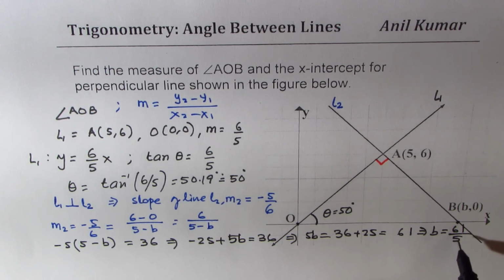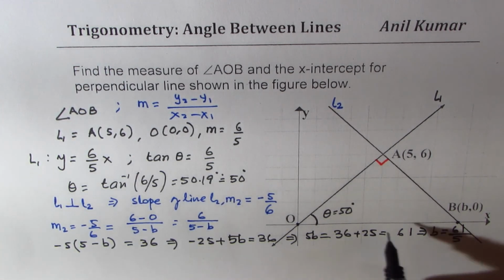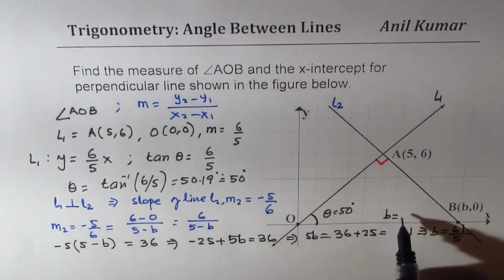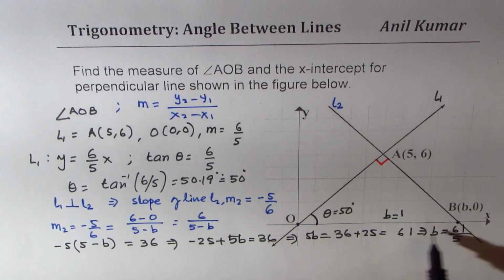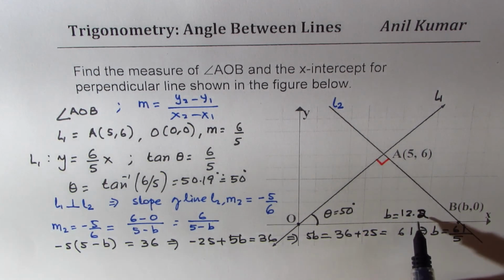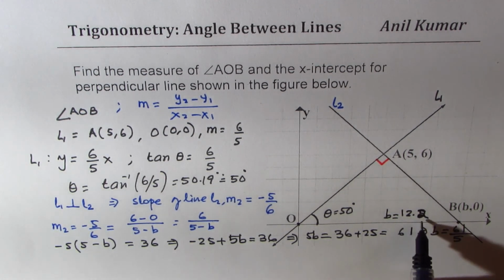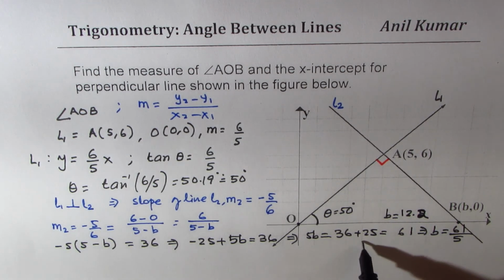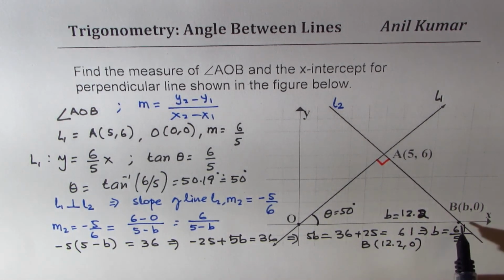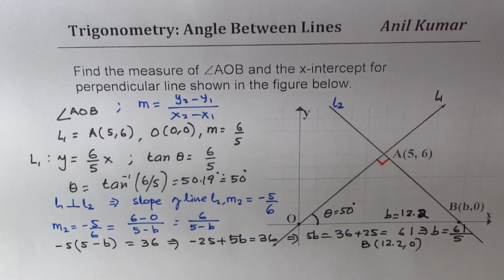So 61 divided by 5. So what we get here is that, let's divide this. So b is equal to 12.2, right? So we get our answer that point B is (12.2, 0). So the x-intercept is at an x value of 12.2. So I hope these steps are simple and straightforward.